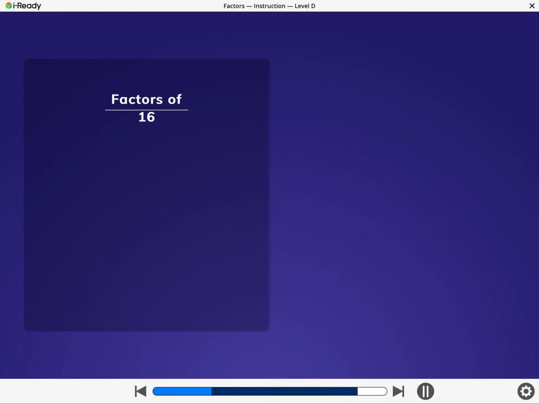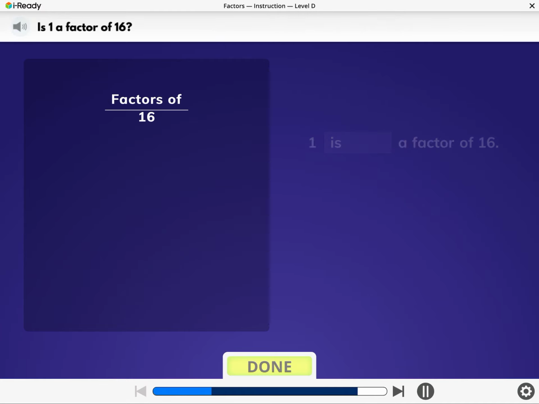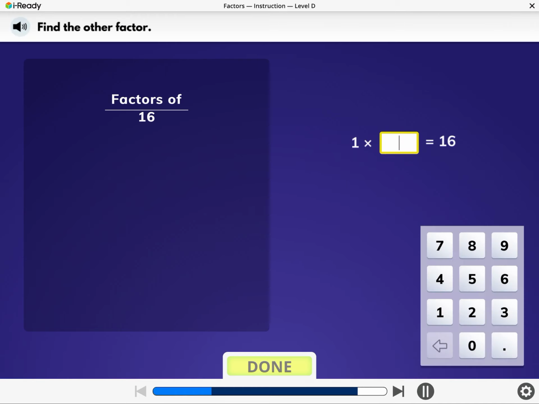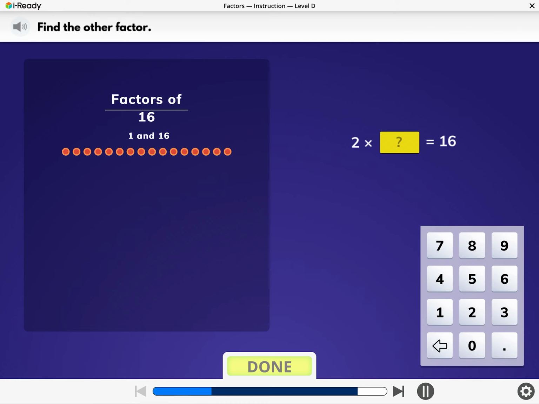Find all the factors of 16. Check 1 first. Find the other factor. 1 and 16 is a factor pair of 16. Check 2 next. Find the other factor. 2 and 8 is a factor pair of 16.